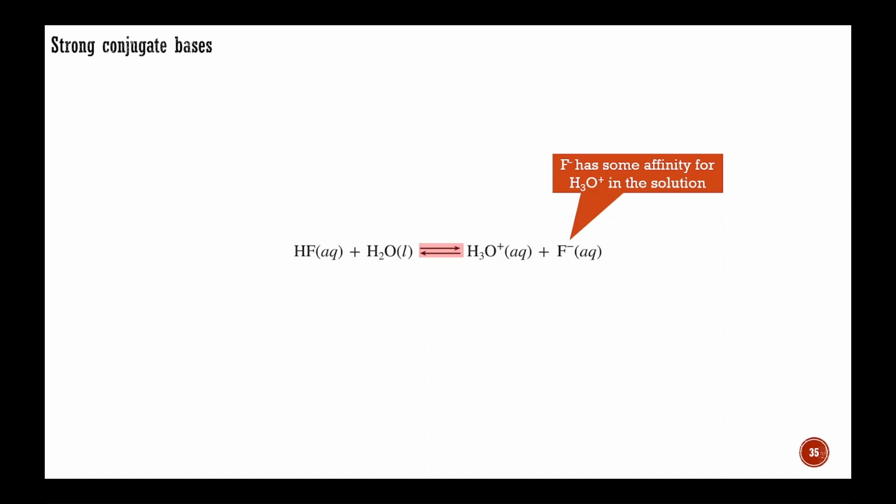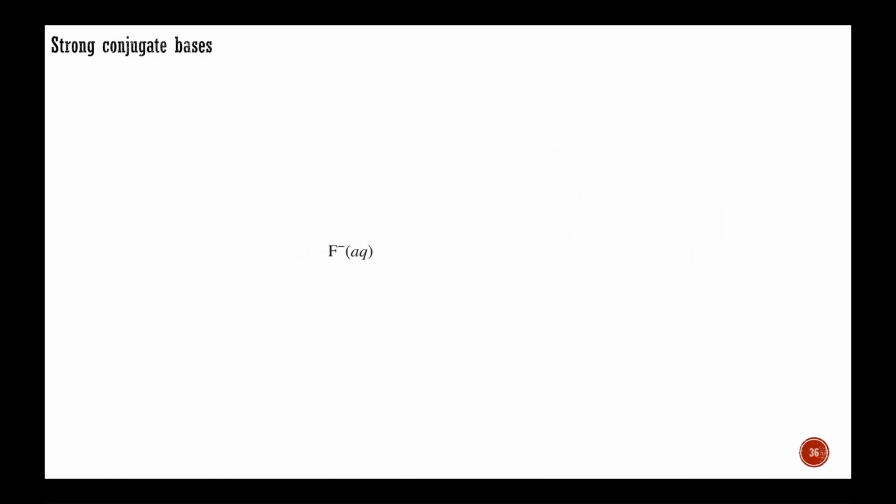the fluoride ion, has a strong affinity for hydronium ions. As a result, the equilibrium lies far to the left. Since the fluoride ion has a strong affinity for hydronium ions, it acts as a Bronsted base in water. If we dissolve a fluoride salt, such as sodium fluoride, in water, the fluoride ions in solution will, to some extent, accept protons from water. The fluoride ion, being the conjugate base of a weak acid, is an example of a strong conjugate base.